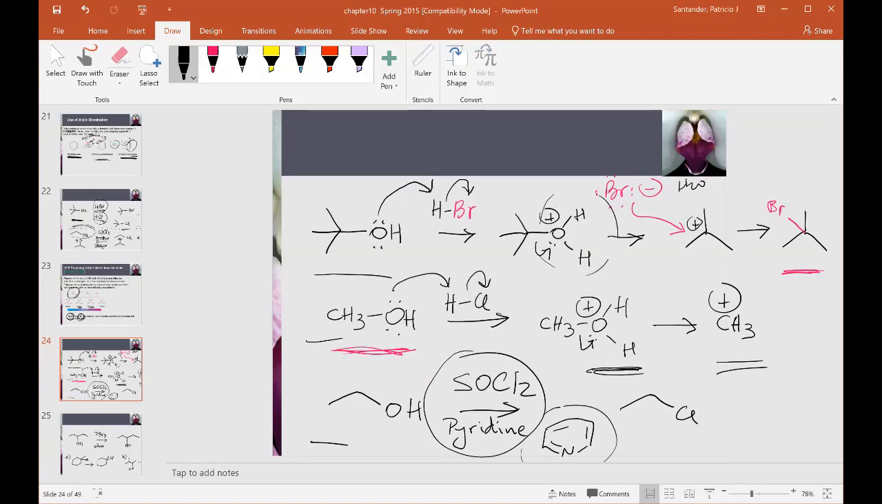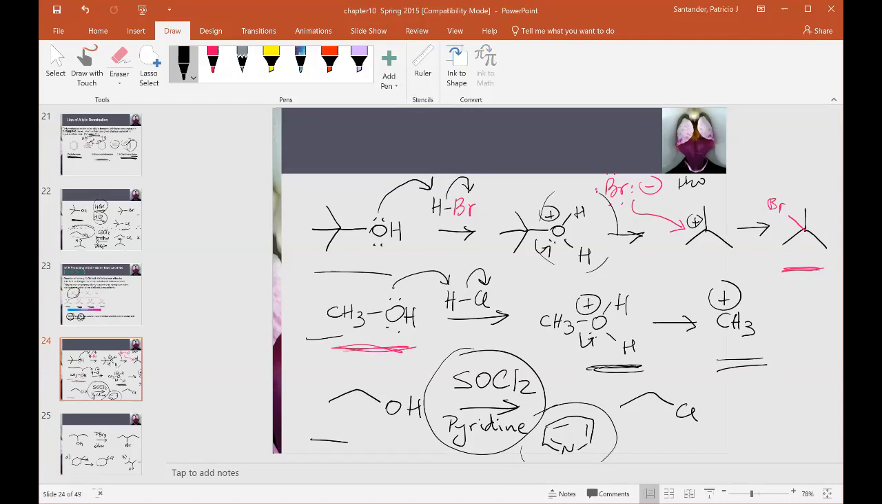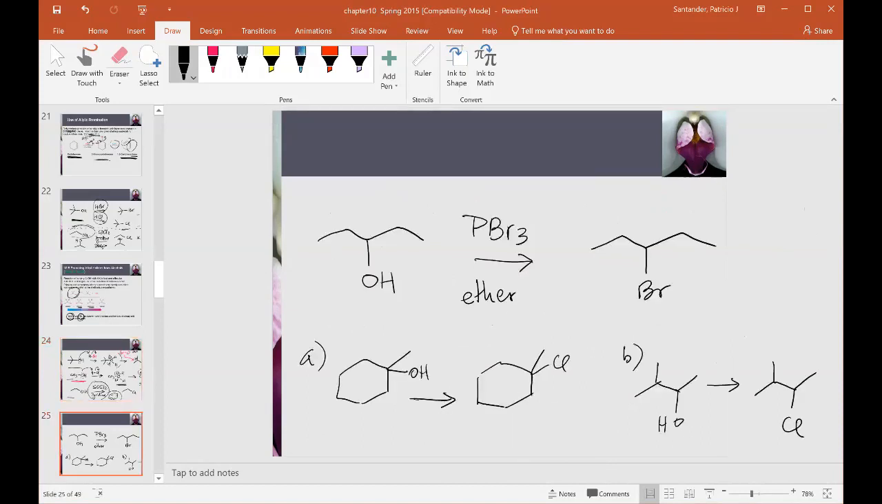This is the structure of pyridine. Because the nitrogen has a lone pair of electrons, that will help me to capture the hydrochloric acid that will be produced in the reaction. Then before we go, let's analyze how we perform the reaction to form the bromide. Let's say that I have a secondary alcohol, of course, I have 1, 2, 3.